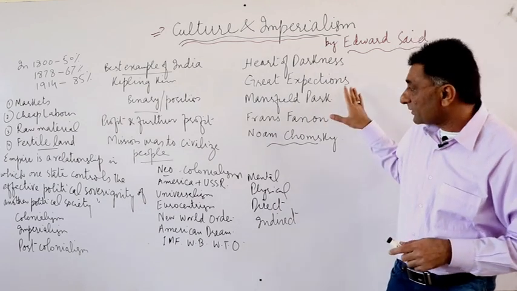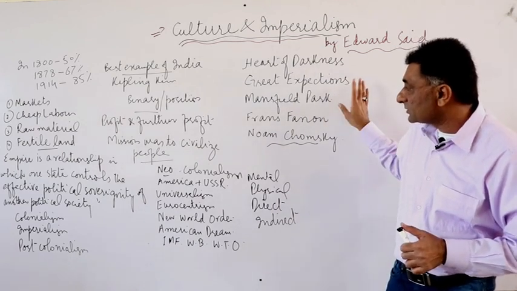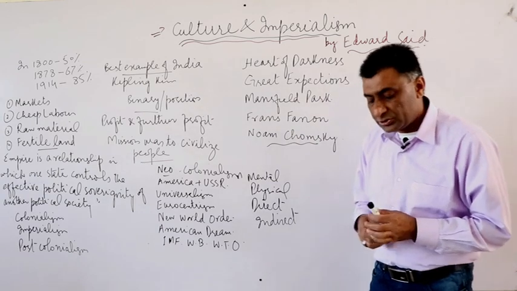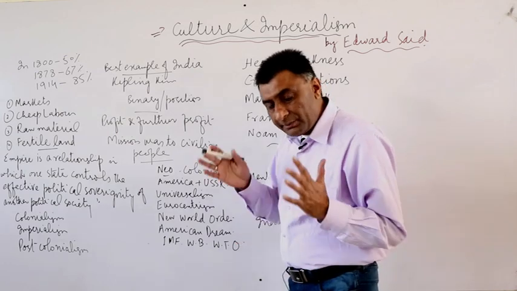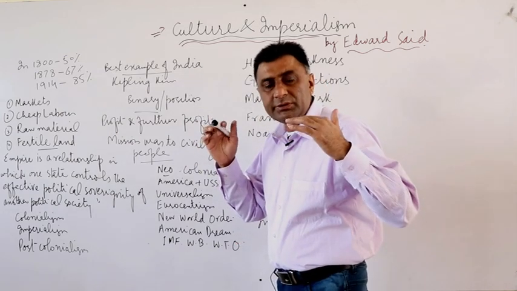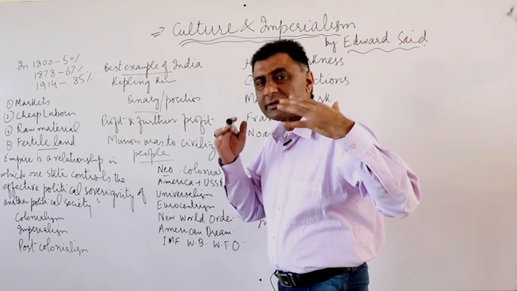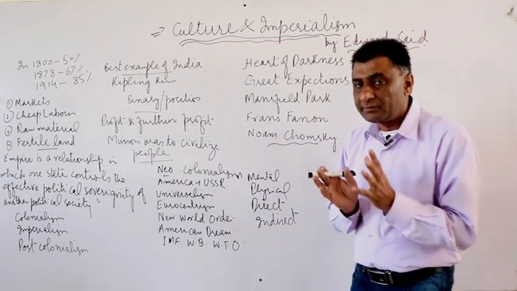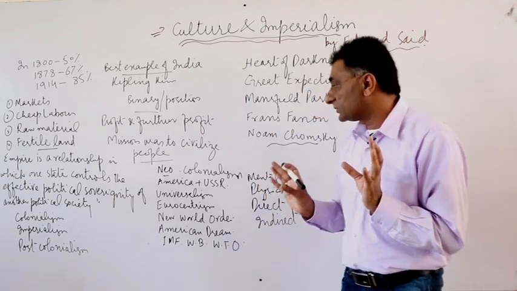They are looters. Then there are Mansfield Park and Great Expectations. In both these novels, according to Edward Said, apparently it seems that they are against colonialism, but in the strict sense of the term, they seem to be favoring this colonialism.